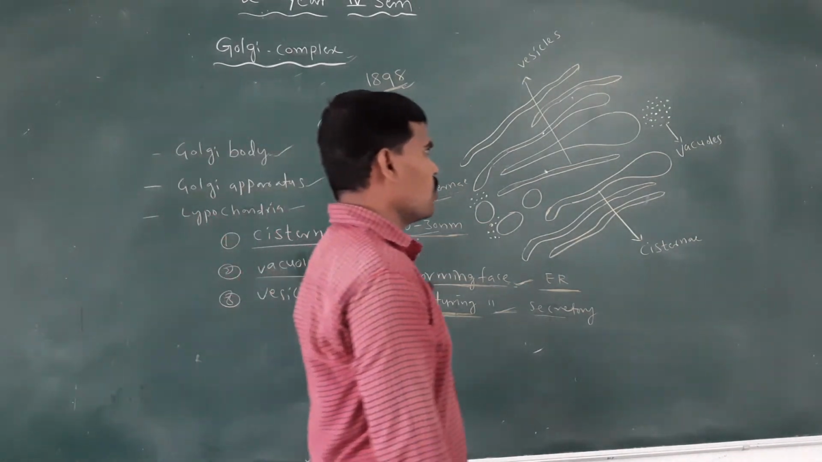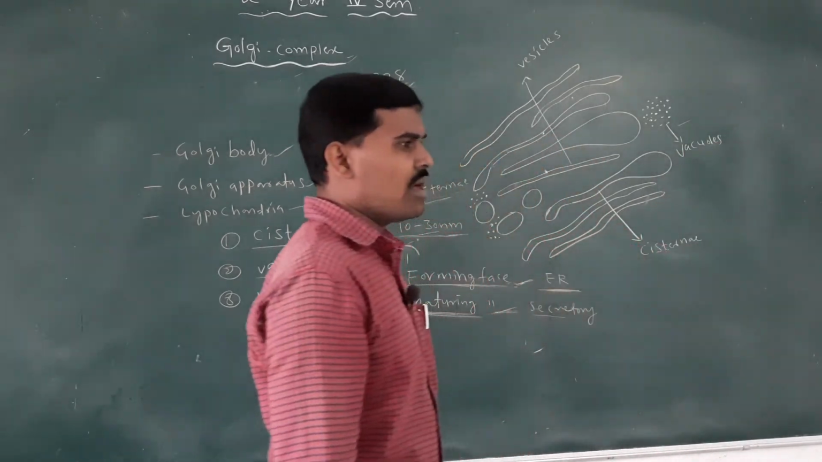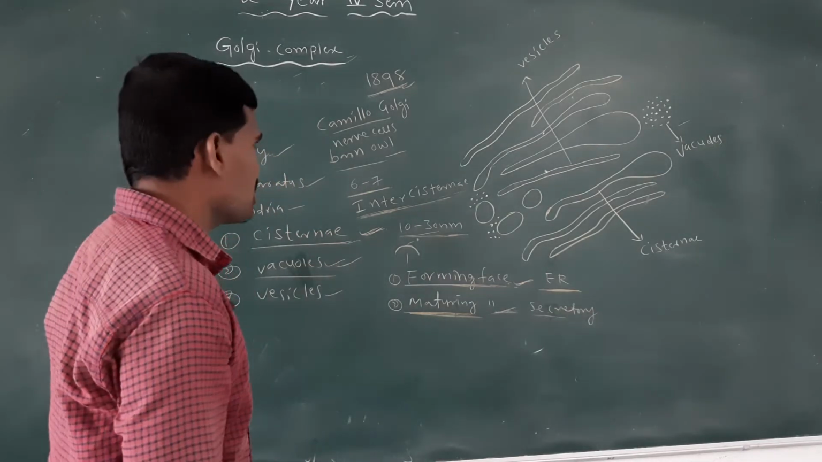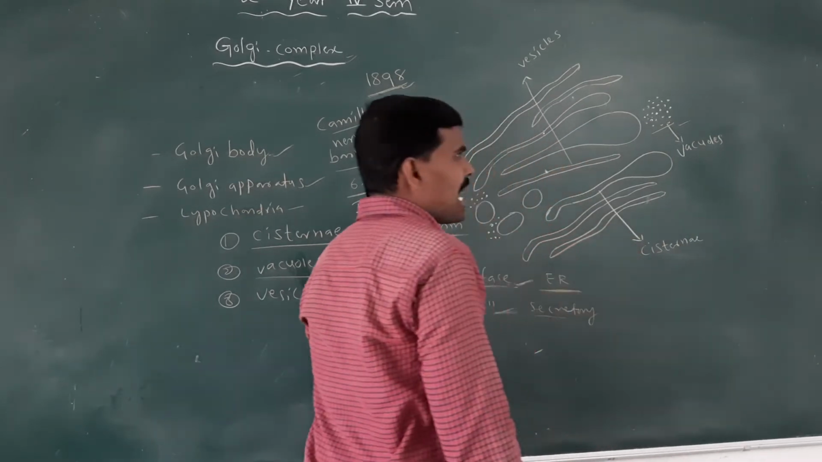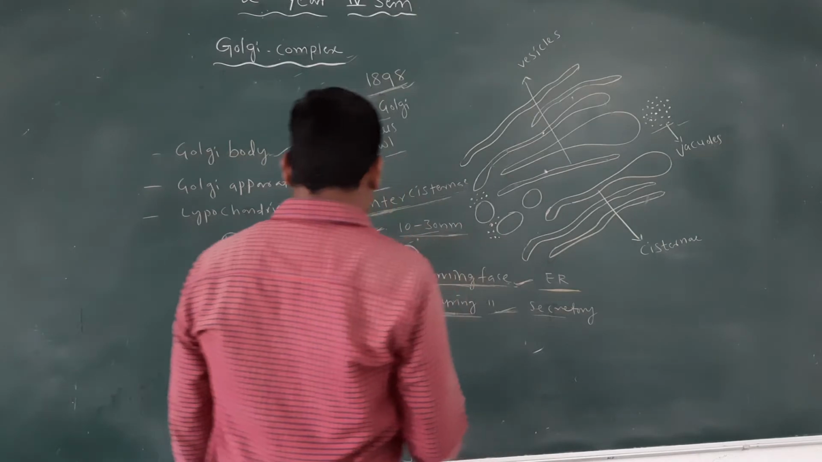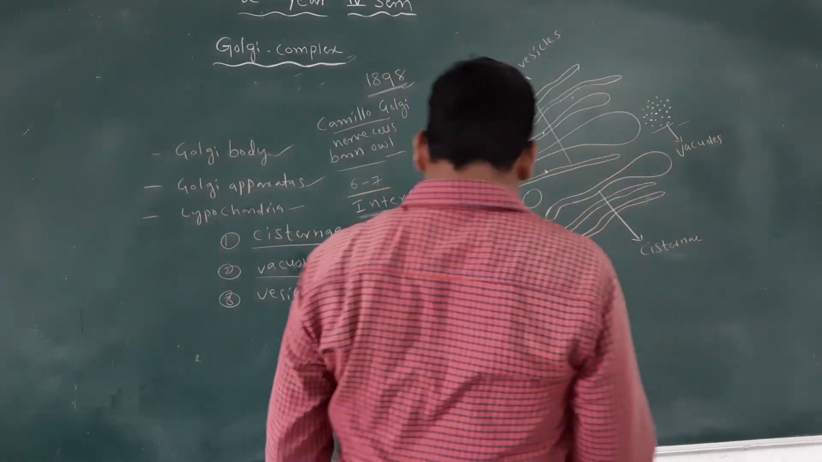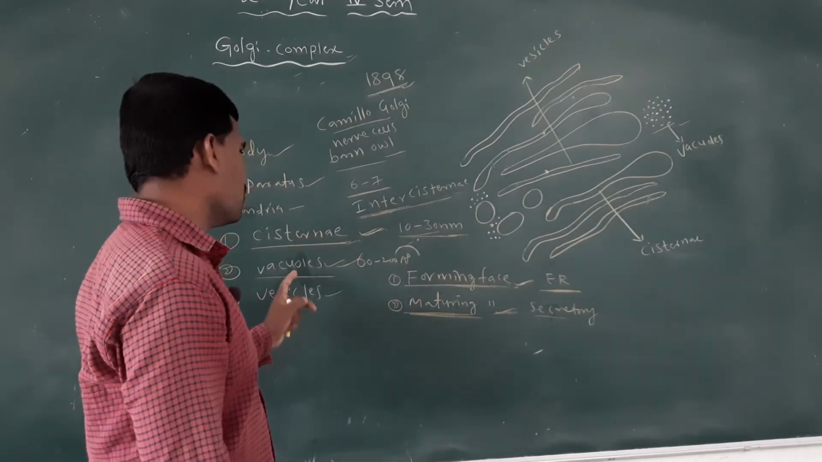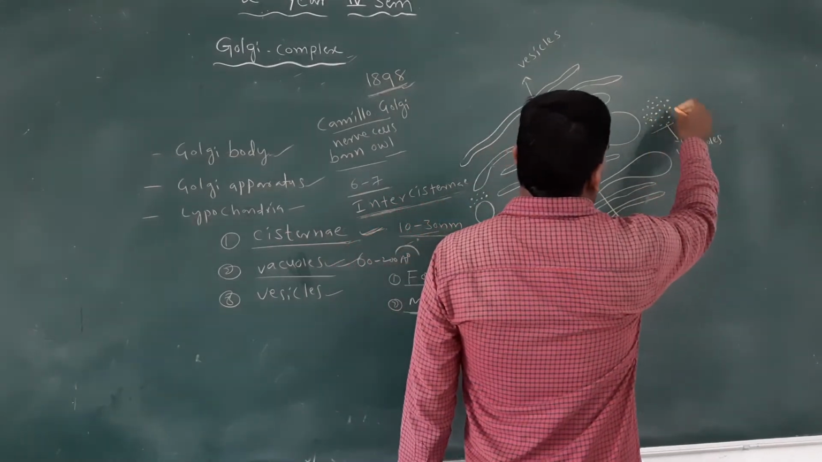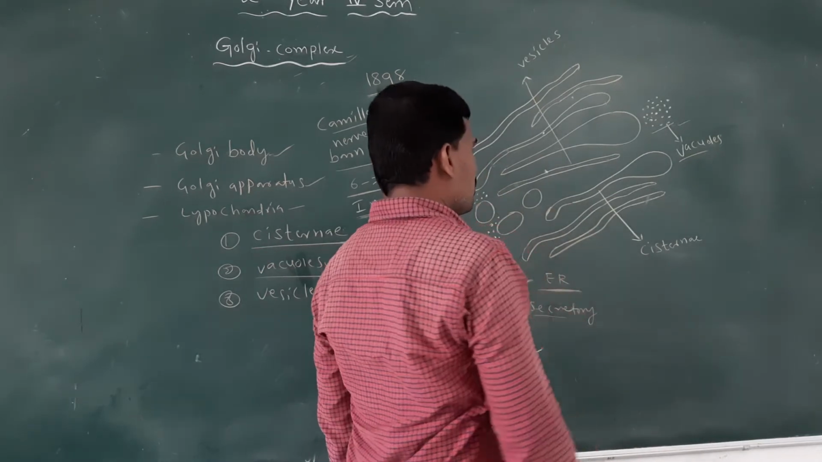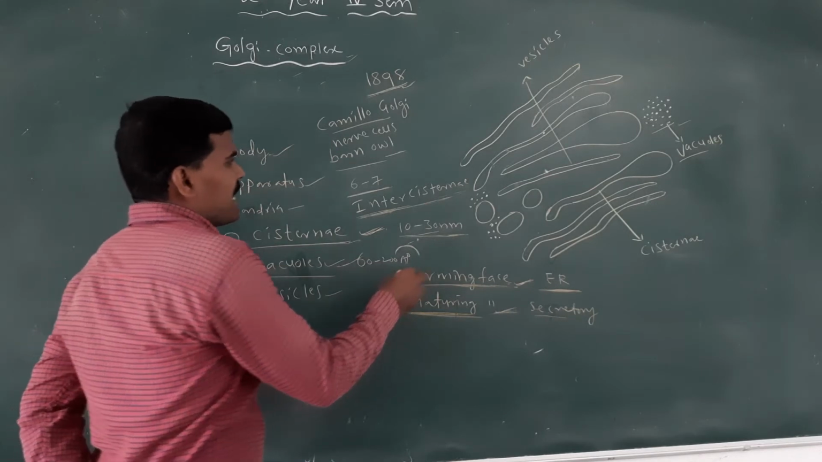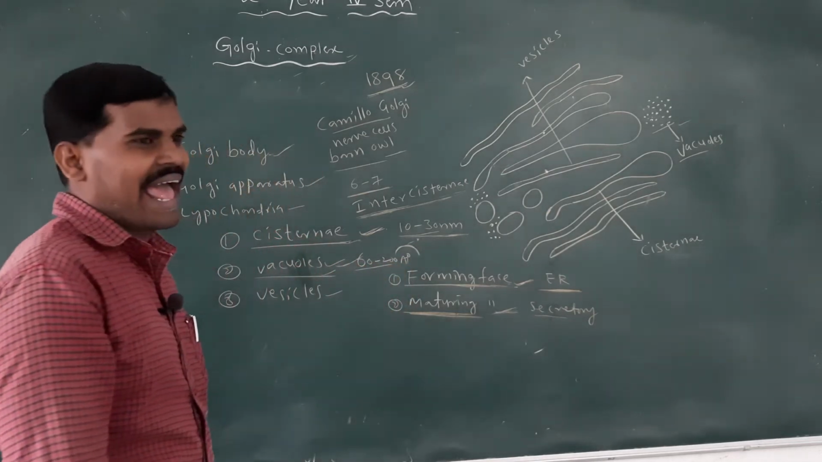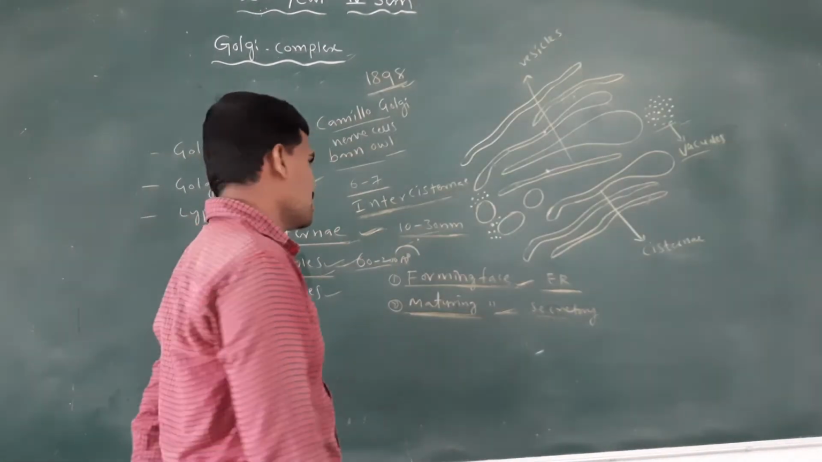The next, second one, vacuoles. Vacuoles are round or sac-like structures. At the end of each cisterna, vacuoles are present. Vacuoles are round or sac-like structures, attached at the end of the cisterna. Each vacuole is 60 to 200 angstroms in length.